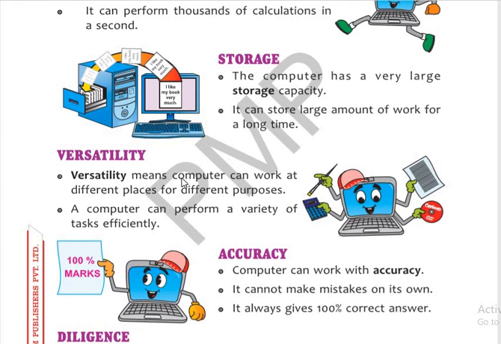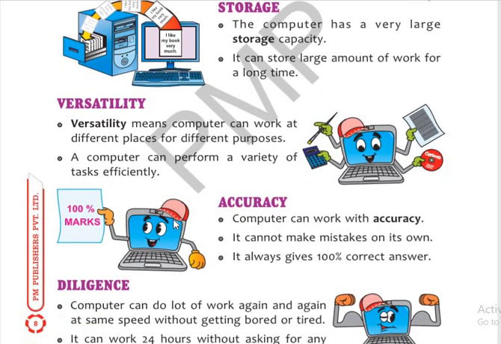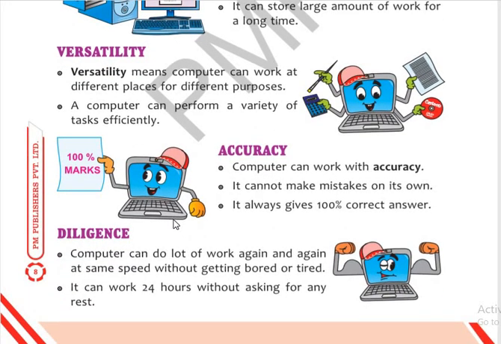Then accuracy. A human brain can make mistakes, but a computer cannot make mistakes unless you give a wrong input to the computer. If you give 6 plus 6, definitely the answer will be 12. But if you give any wrong input or wrong instruction to the computer, then only it can make a mistake. Otherwise, whatever operation you give, you will get 100% accuracy.